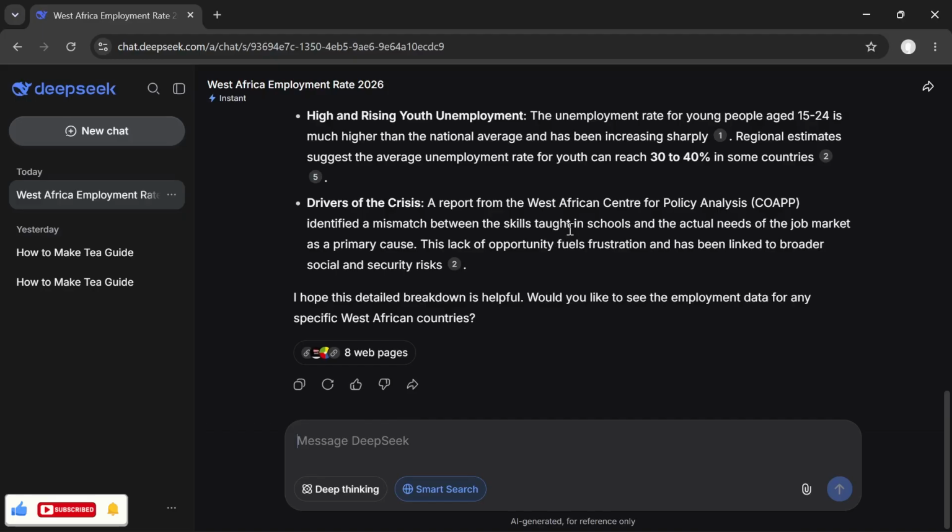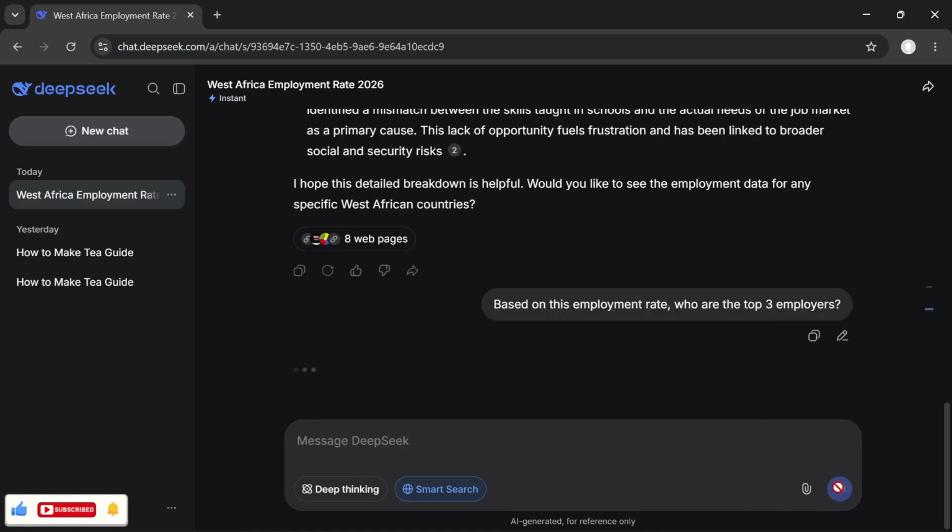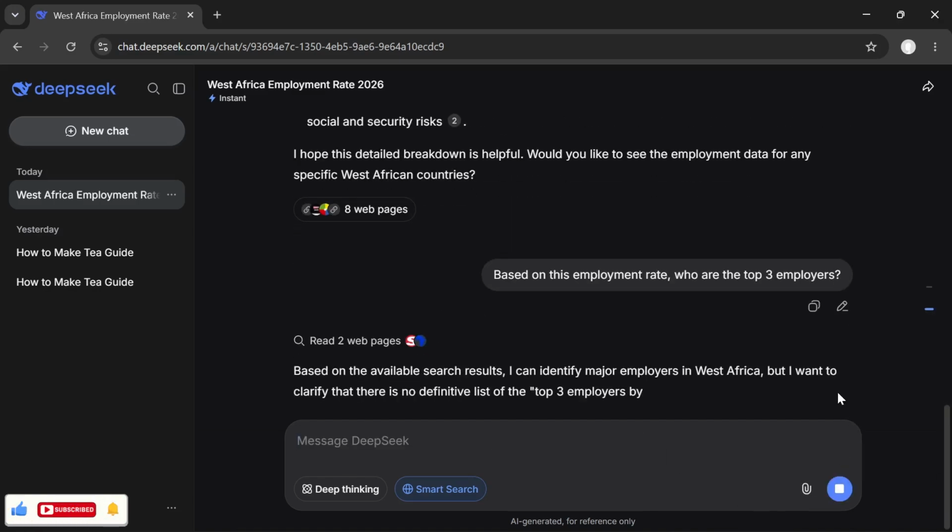Based on this first layer of prompting, the next question now will be a follow-up to this first response. So we'll now say, based on this employment rate, who are the top 3 employers? So this is another layer.